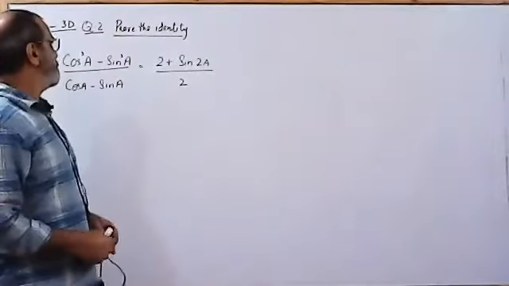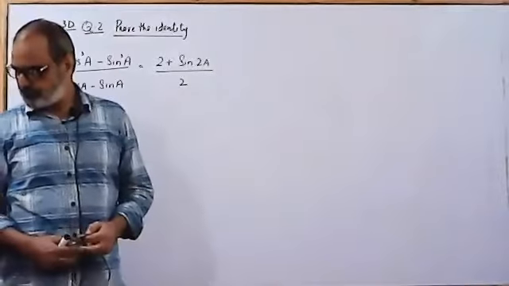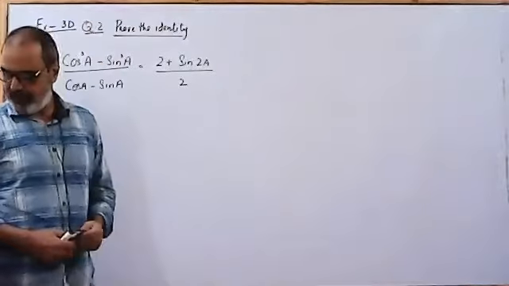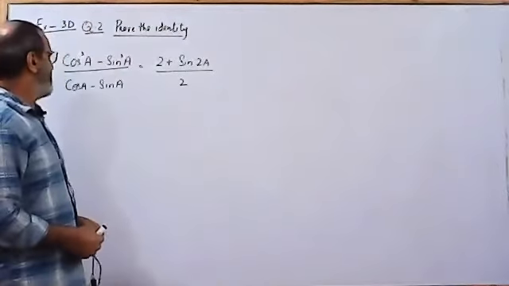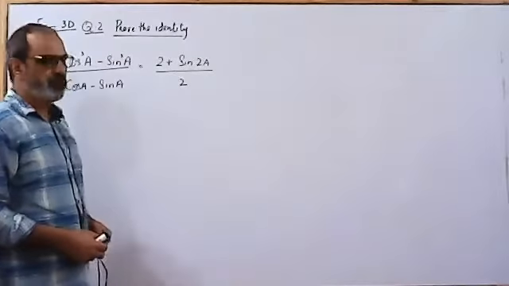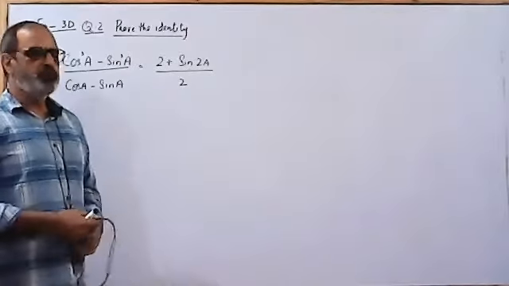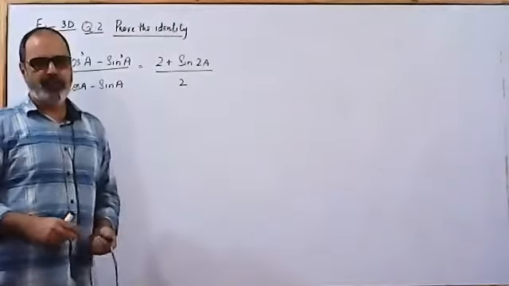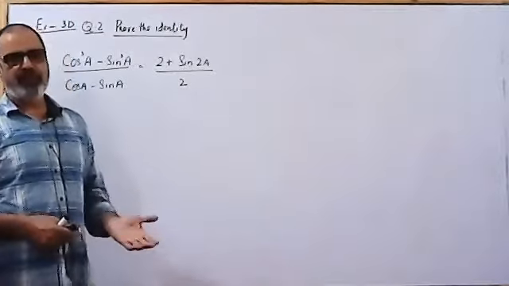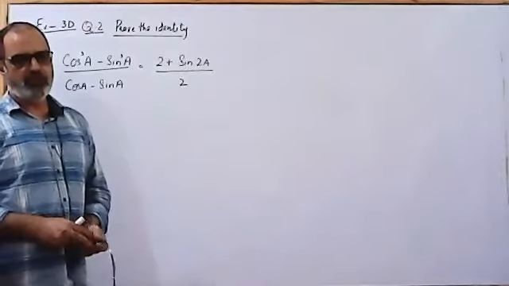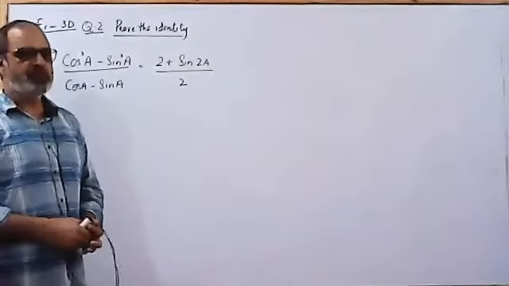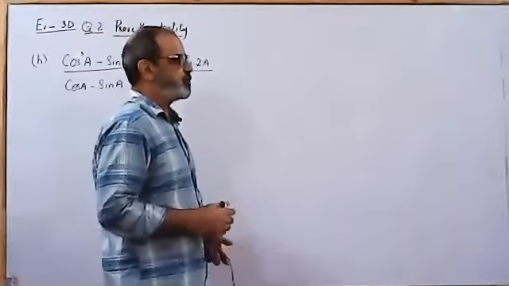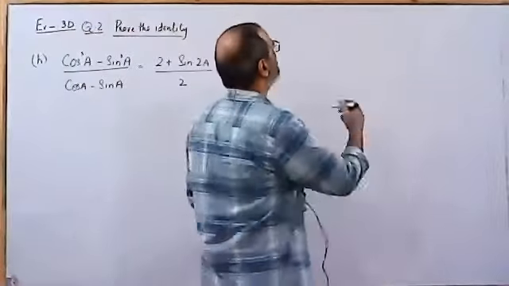Question number 2, H part says: cos cube A minus sine cube A over cos A minus sine A is equal to 2 plus sine 2A over 2. To prove these identities, the simple procedure that we follow is we always try to pick the side with the greater number of terms. So in this case, I'll pick the left hand side. But before that, I want to share an identity with you.